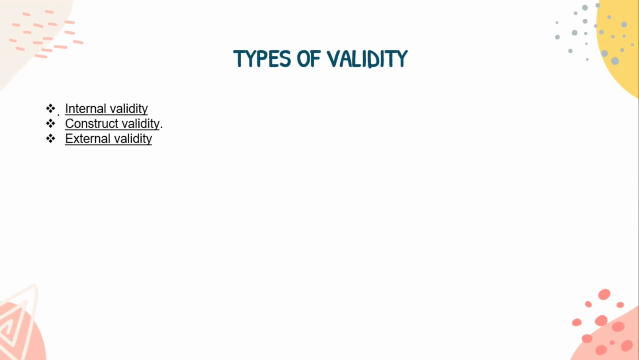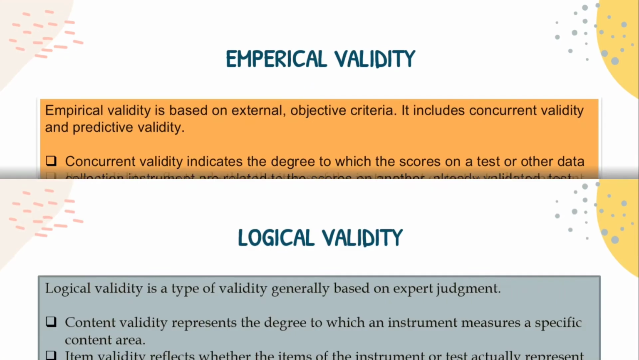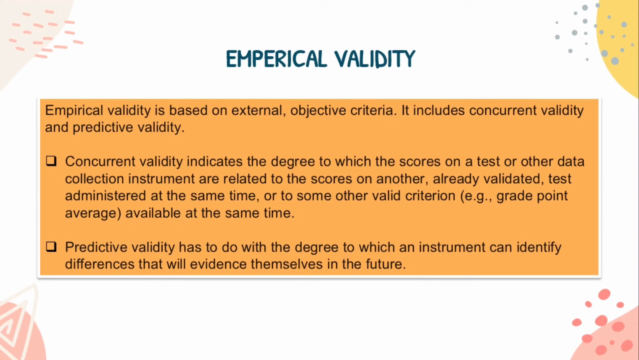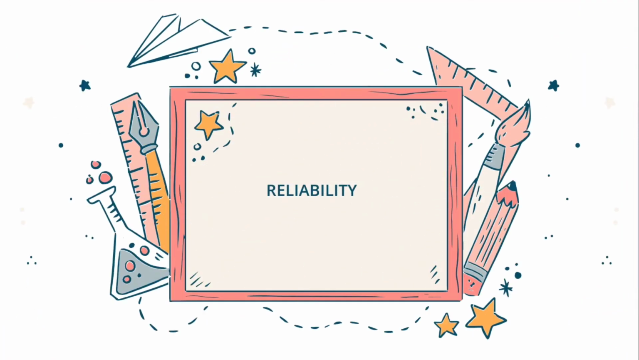There are three types of validity: internal, construct, and external. Logical validity is a type of validity generally based on expert judgment. Examples are content validity, item validity, and face validity. Empirical validity is based on external objective criteria. It includes concurrent validity and predictive validity. Construct validity represents the extent to which an instrument measures the concept or construct it is intended to measure.